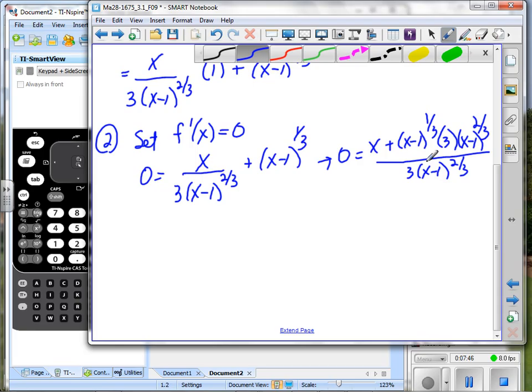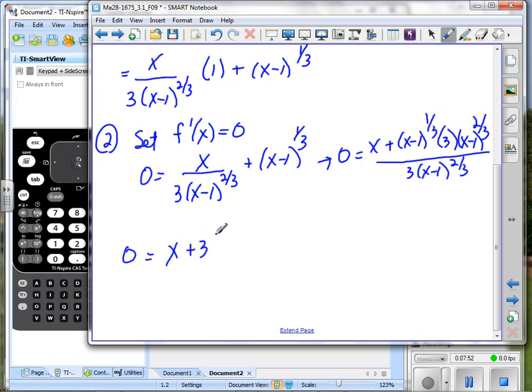Okay, so now I've got this. I've got 0 equals x plus 3, the quantity x minus 1. Here we go again. Well, except it's just that, isn't it? Divided by.